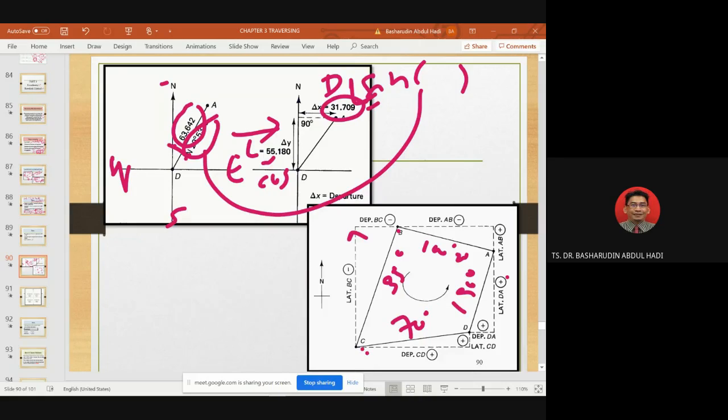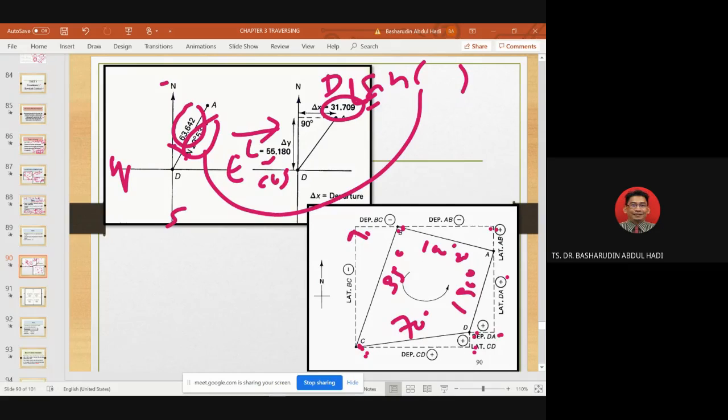So we are just using angle and distance. But when you are calculating latitude and departure, you can see that they make a square box here, something like a grid. So they calculate every vertex. The same works, but we're using two types of systems to identify the stations A, B, C, and D.